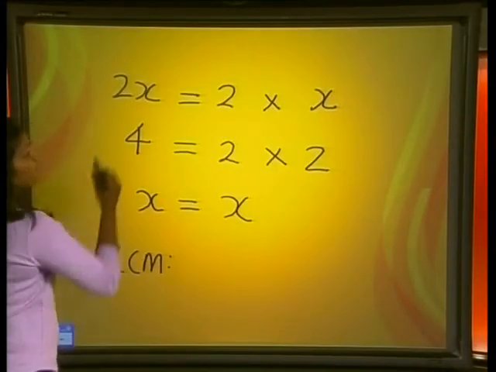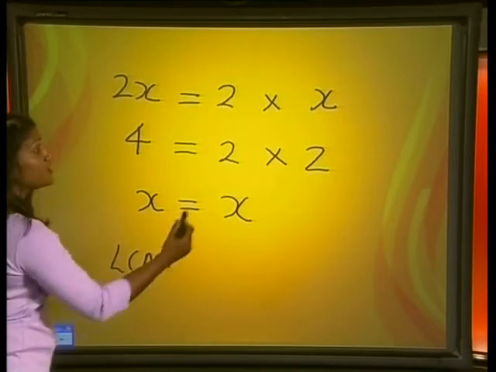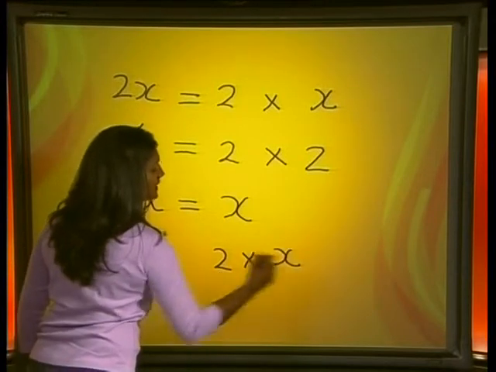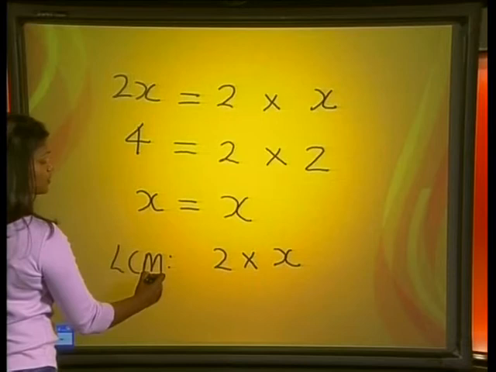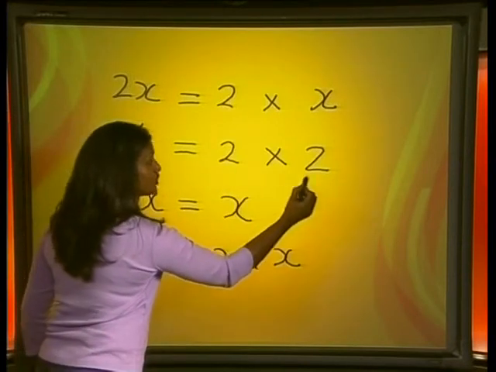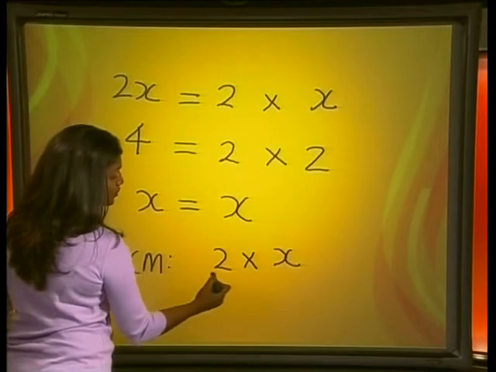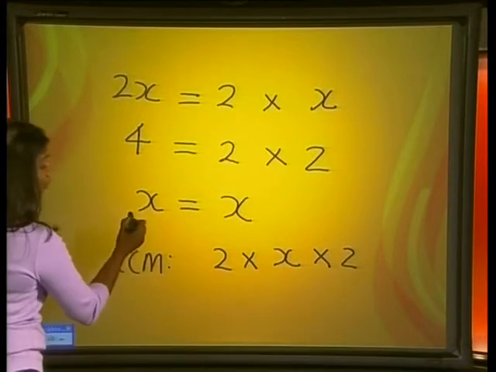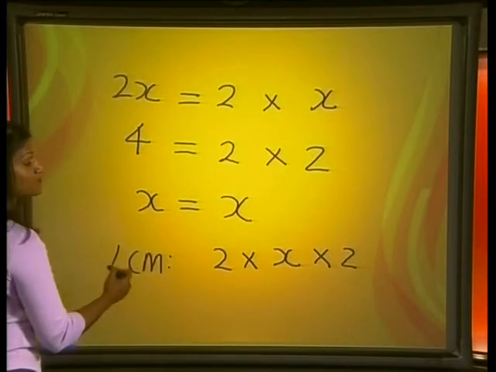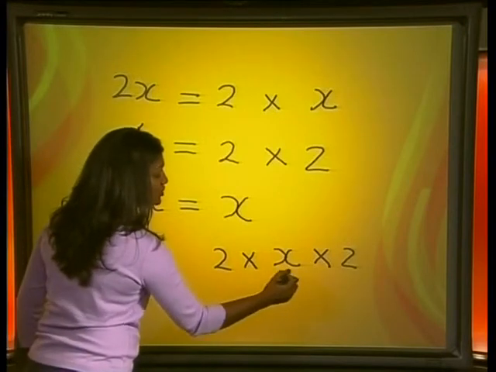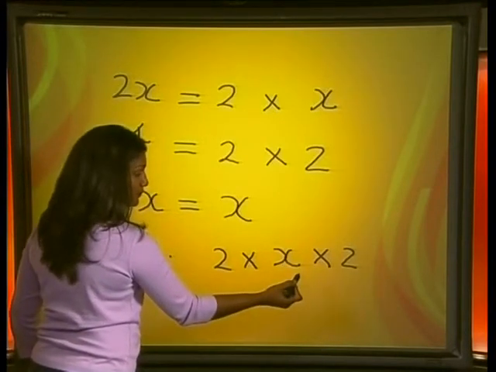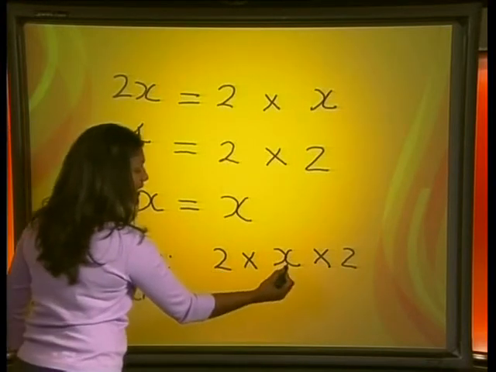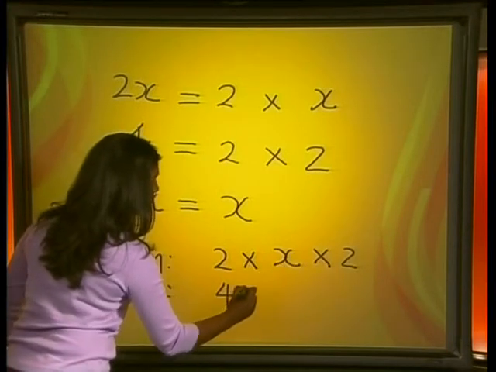LCM. For 2x to divide into the multiple, it must contain a 2 and an x. So let's write 2 multiplied by x. For 4 to divide into the multiple, it must contain 2 and a 2. Now if you look, there's already one 2 here, which means I need to multiply by another 2. For x to be part of the multiple, it must contain an x. But if you look, the x is already here, so we don't need to write another one. This means that our LCM can now be written as 2 times x times 2, which is in fact 4x.